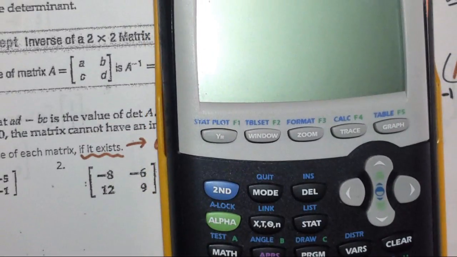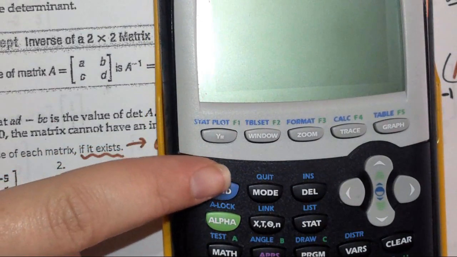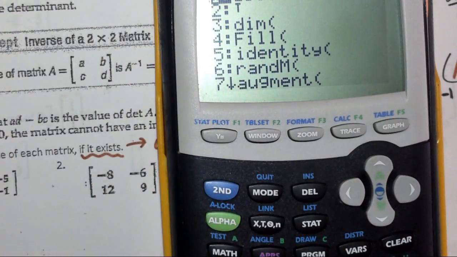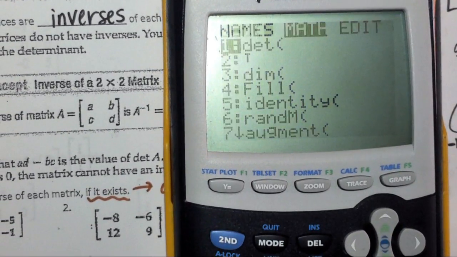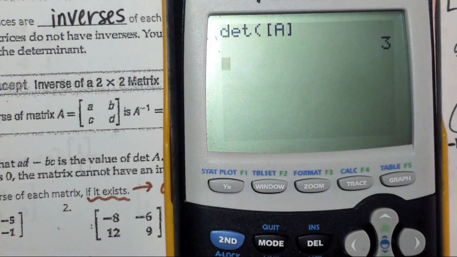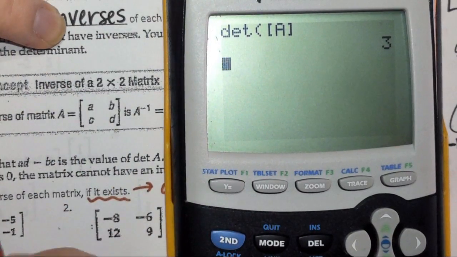What button do you press in your calculator to check the determinant? Math, and then which one on the list? 1. So you press, I want to do the determinant, and I'm going to do matrix A. I press enter. I get 3. So the determinant of A is 3. I'm going to write that down. Determinant 3. DET 3.